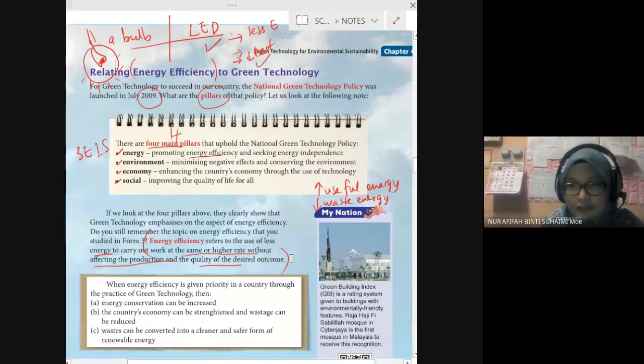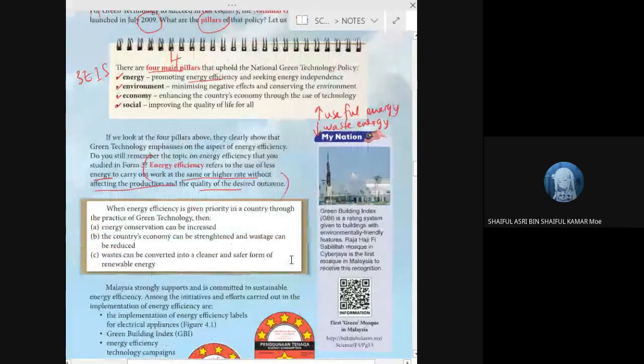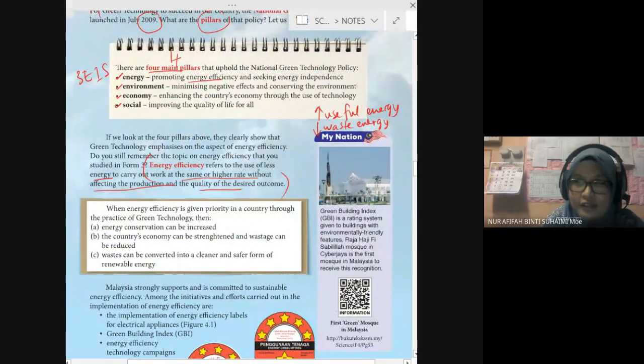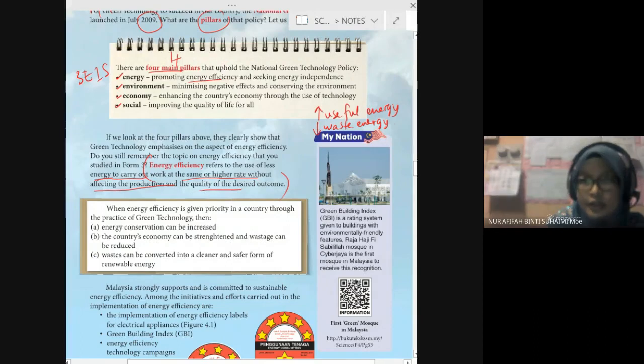Boleh faham? Boleh tak faham ni? Boleh faham cikgu. Okay, energy efficiency refers to the use of less energy to carry out work at the same or higher rate without affecting the production, without wasting other energy, such as heat energy.